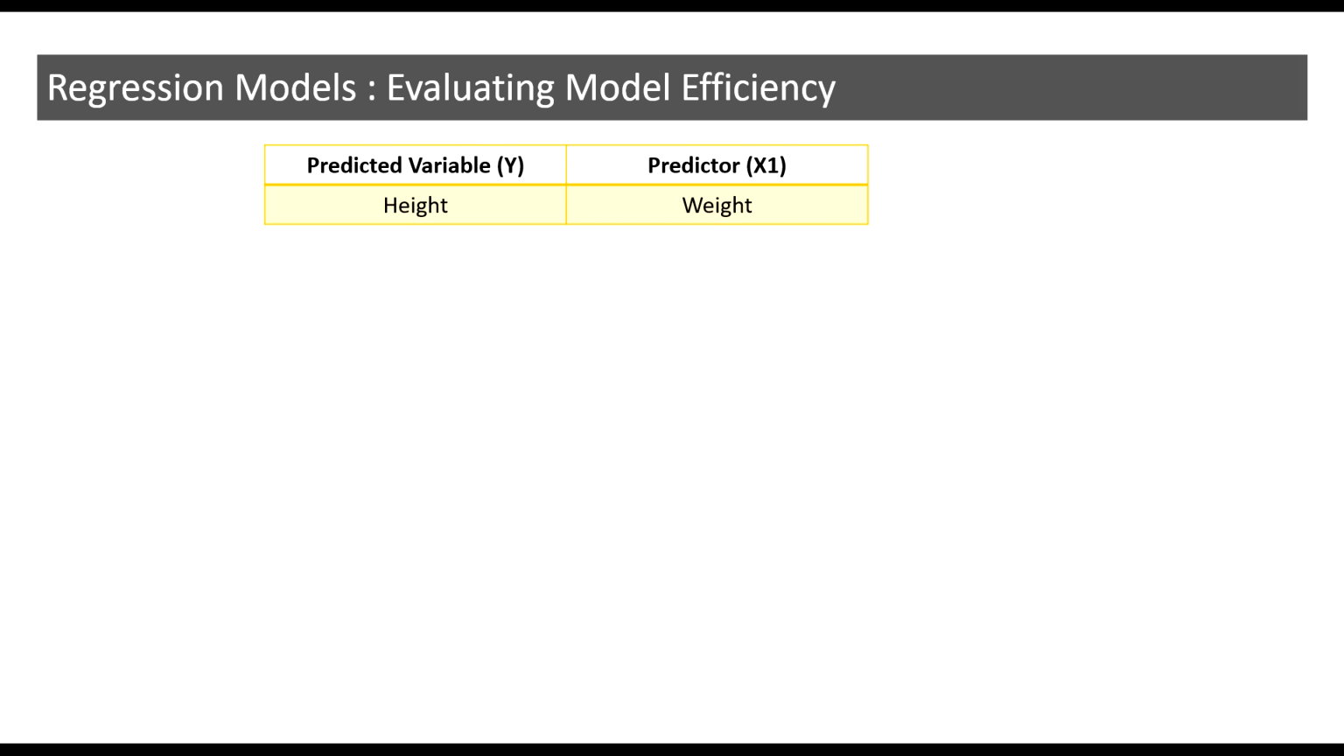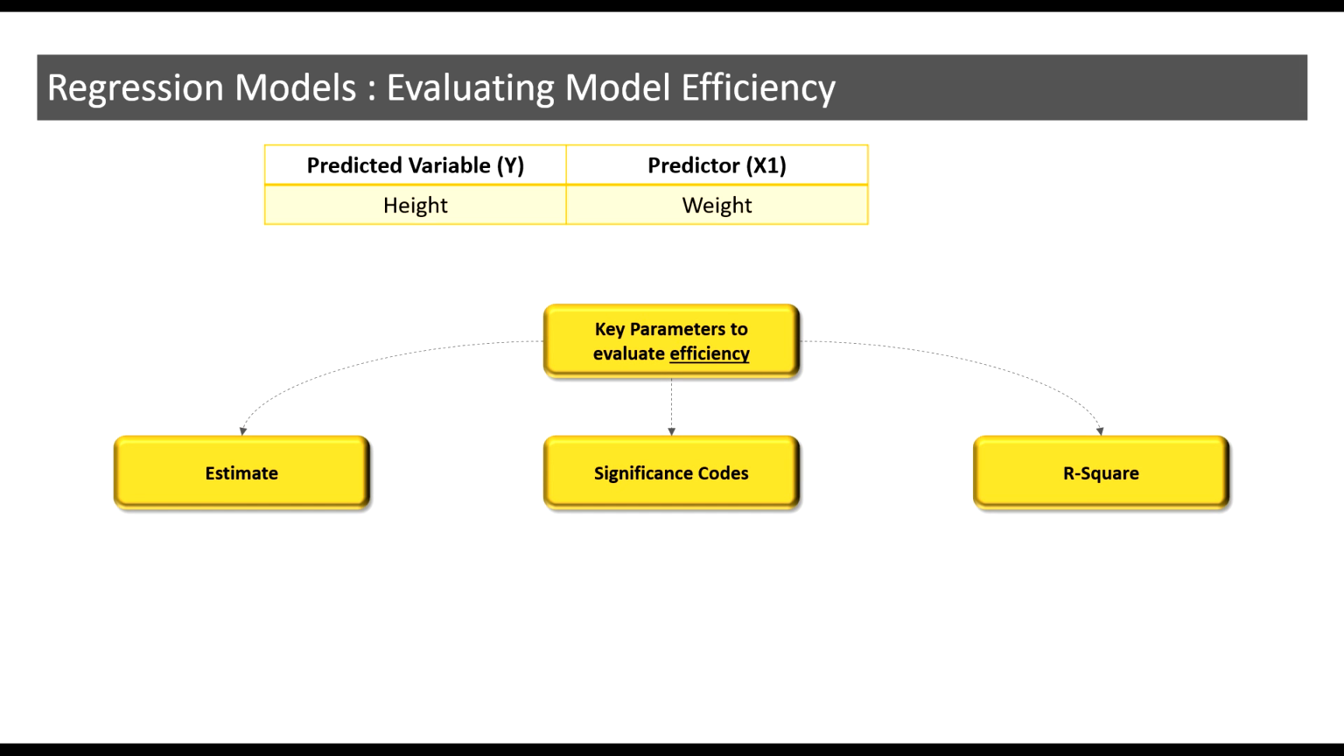Let us say we are predicting height, and let us assume that we have chosen weight as the x variable or the predictor to predict height. When it comes to evaluating model efficiency, we must first take a look at a few key parameters. Here we have three key parameters, namely estimate, significance codes, and R-square.